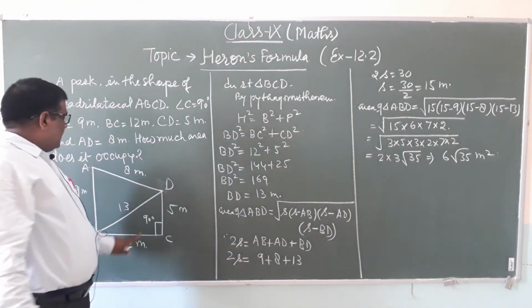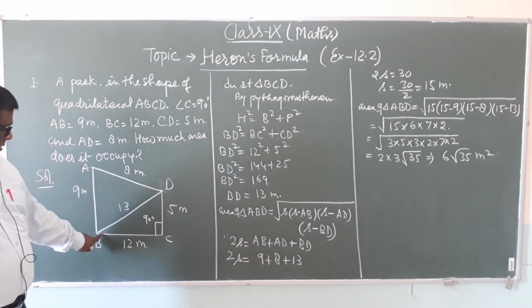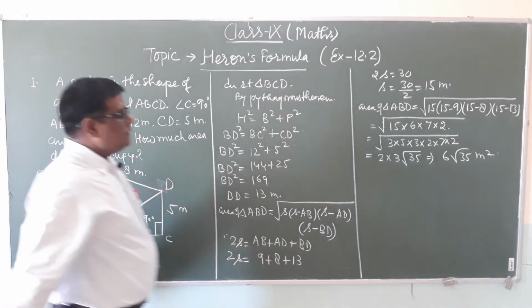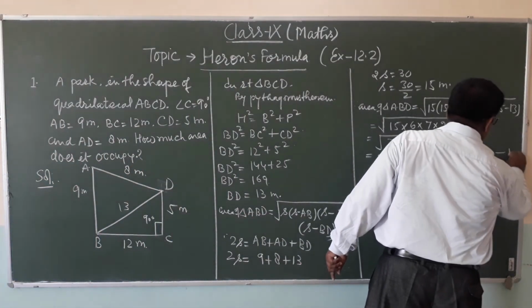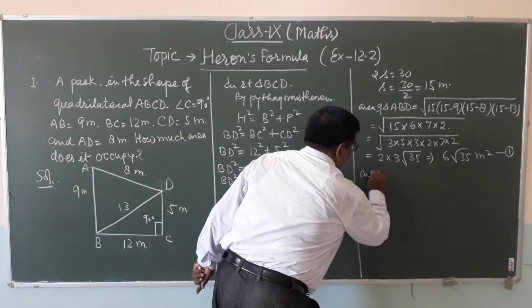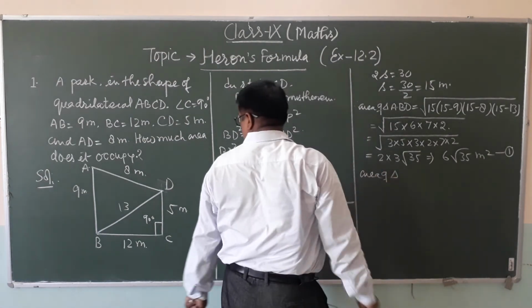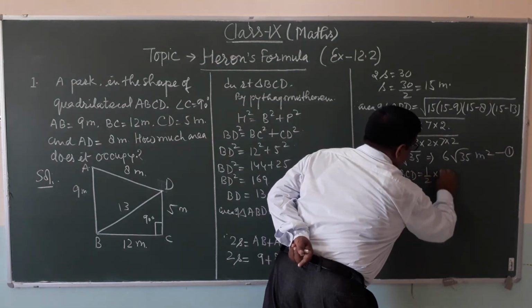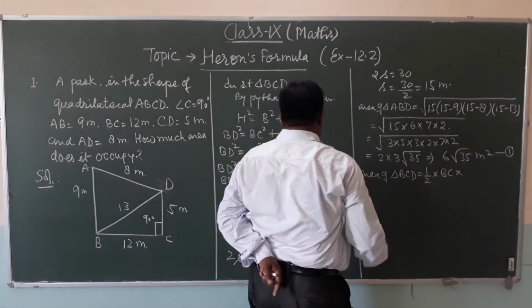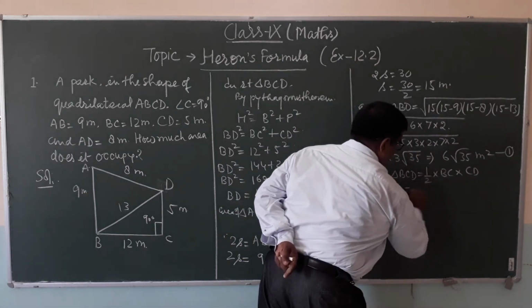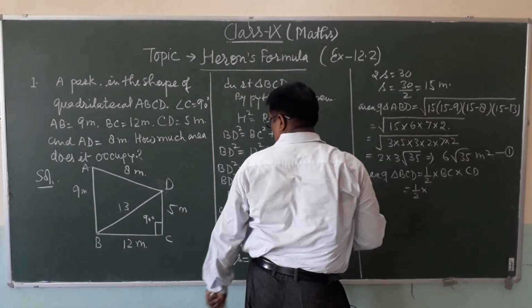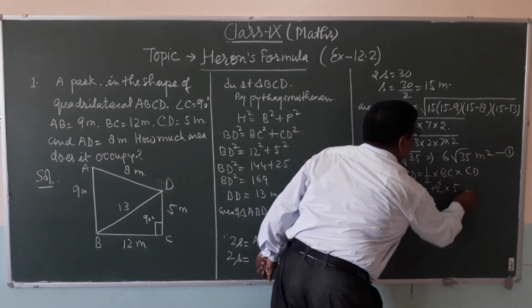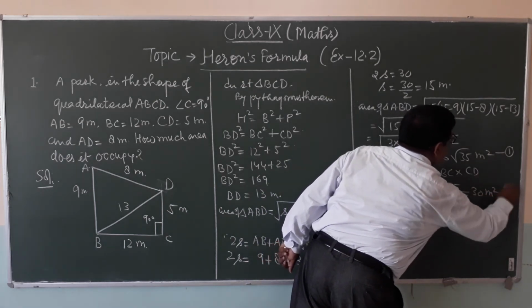Now again find the area of this triangle. This is the right triangle, so the area is 1 by 2 base into height. Again area of triangle BCD is equal to 1 by 2 BC into CD. Here 1 by 2 into BC is 12 and CD is 5, 2 ones are 2, 2 sixes are 12, 6 fives are 30 meter square.